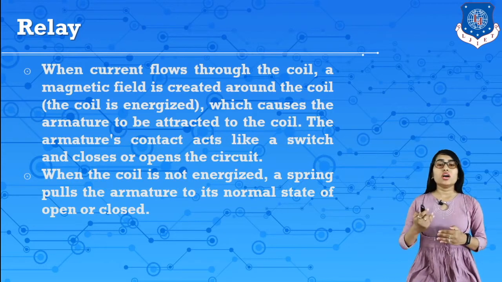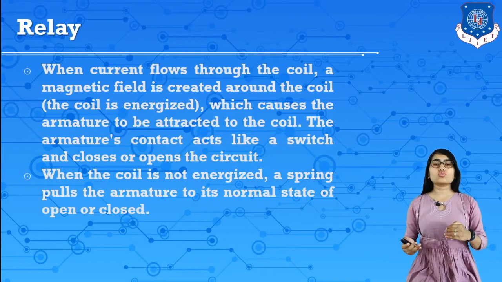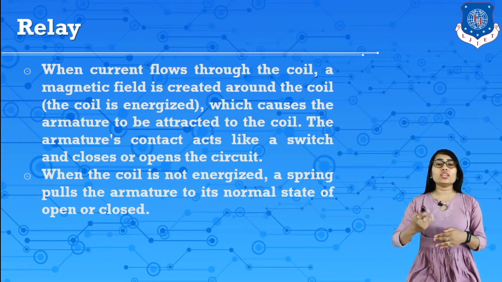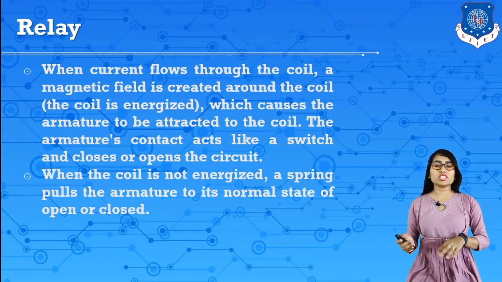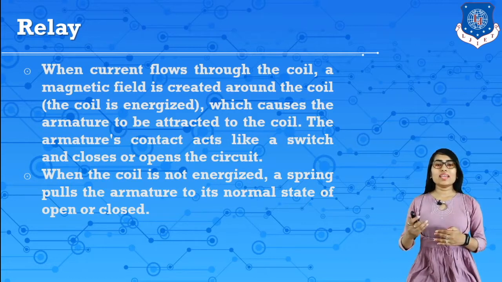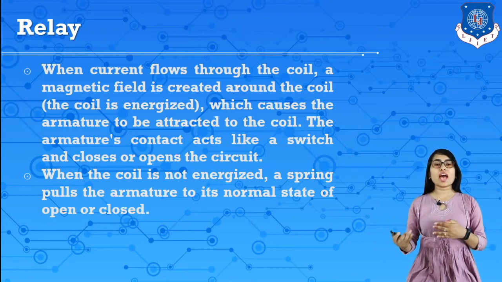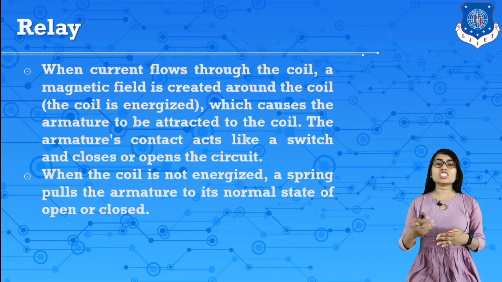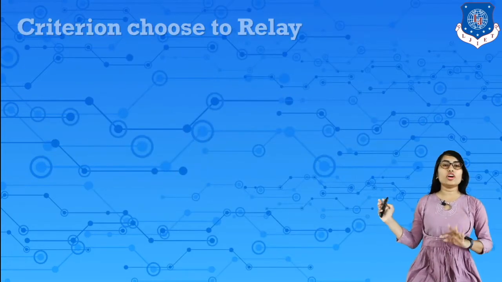closed. That means generally relays can be either normally open or normally closed. When the coil is energized, it opposes the change, and the circuit either closes or opens. If the circuit is by default open, then after current flows through the coil, it acts as a closed switch, and if the switch is normally closed, then after current flows, it works as an open switch. When the coil is not energized, the spring pulls the armature to its normal state to make an open or closed connection.